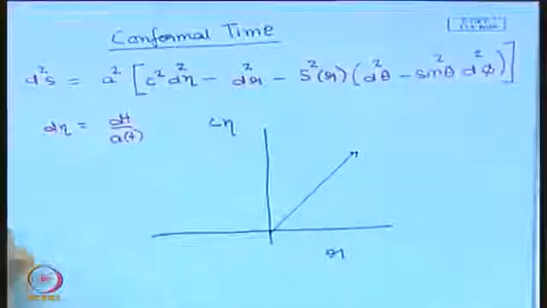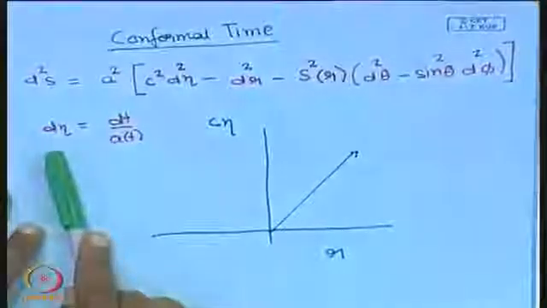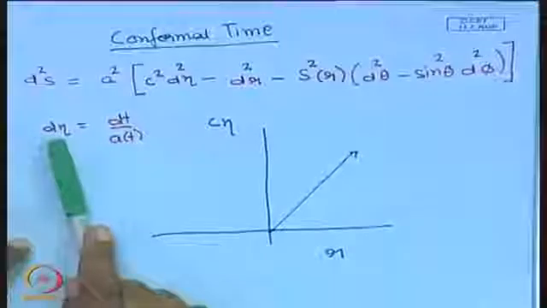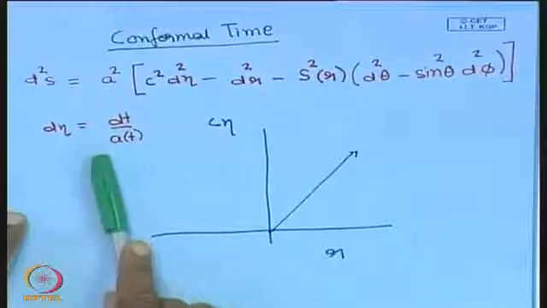Welcome. Let me remind you of what we were doing at the end of the last lecture. I had introduced the conformal time, which is defined through the expression given here. Conformal time is represented as eta, and d eta is dt, where t is the cosmic time, divided by the scale factor.